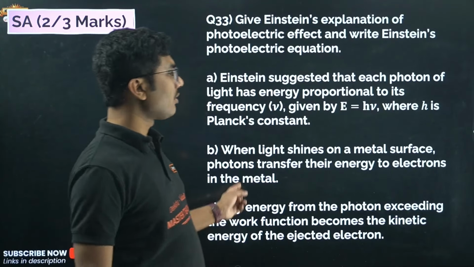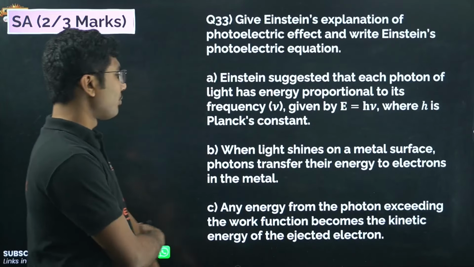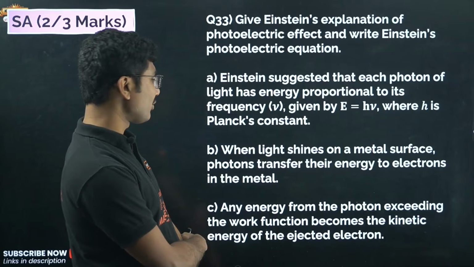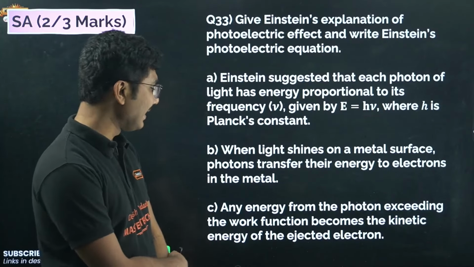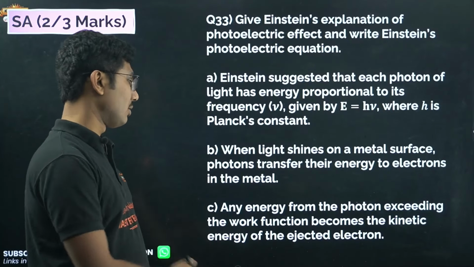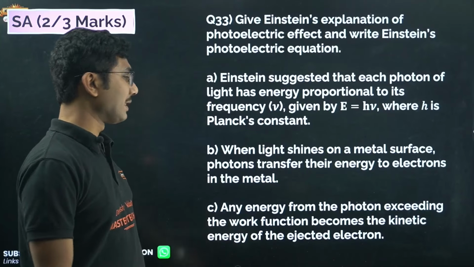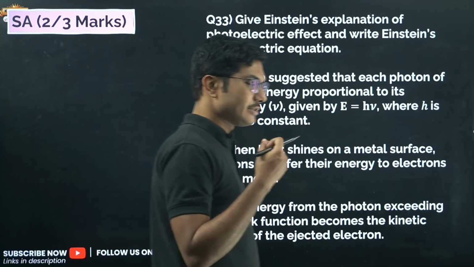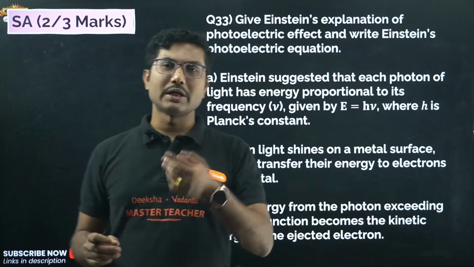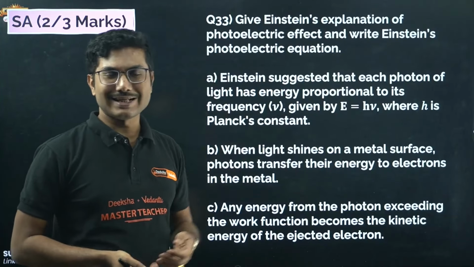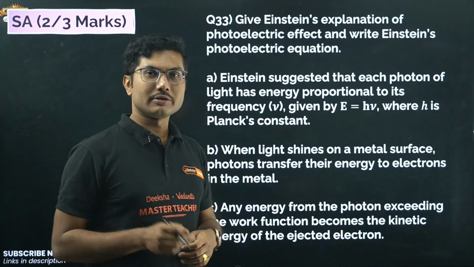When light shines on a metal surface, photons transfer their energy to the electrons in the metal. Okay, any energy from the photon exceeding the work function becomes the kinetic energy of the ejected electron. So any energy which is more than the work function. Work function is basically the minimum energy required to free the electron. Okay, if it is in excess of that amount, then the electron starts coming out.